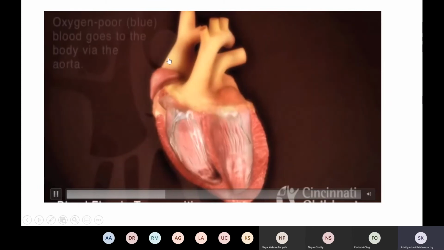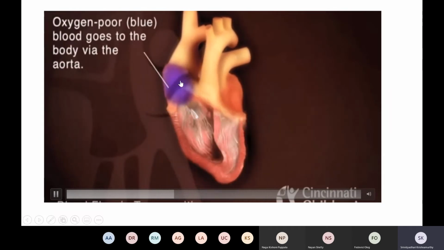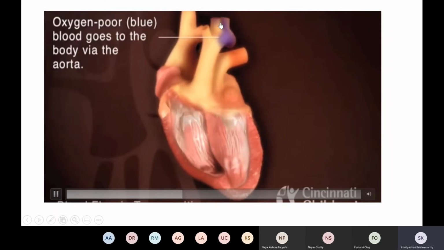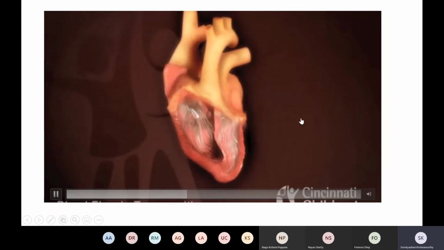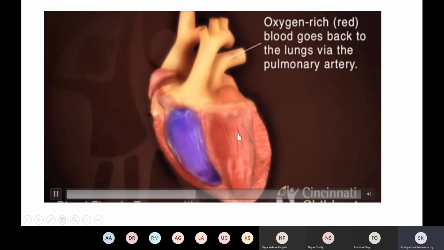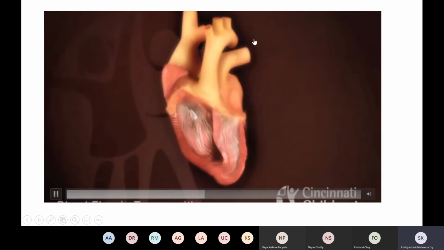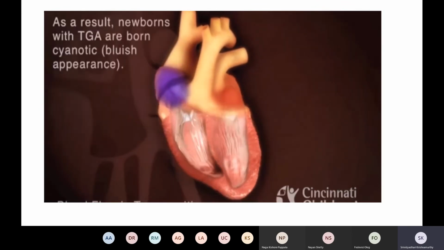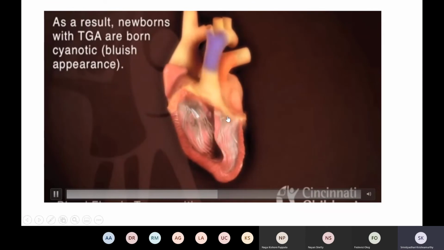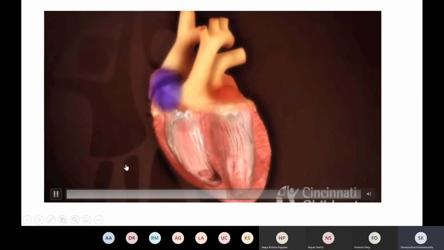But in TGA, you can see the aorta is coming off from the right ventricle, and the deoxygenated blood goes into the aorta to the rest of the system, and oxygenated blood comes from the left atrium into the left ventricle, and then goes into the pulmonary trunk. So unless there is mixing happening, survival is difficult.